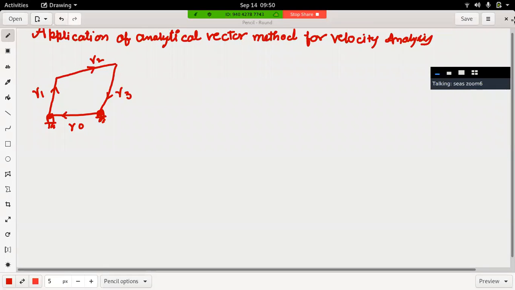Let's say this angle is theta 1, the angle R1 makes from the horizontal or the fixed link R0 is theta 1, and let's say R2 makes an angle of theta 2 from the horizontal, and R3 makes an angle of theta 3 from the horizontal. Just remember that I am taking counterclockwise direction as positive angle measurement. Okay.